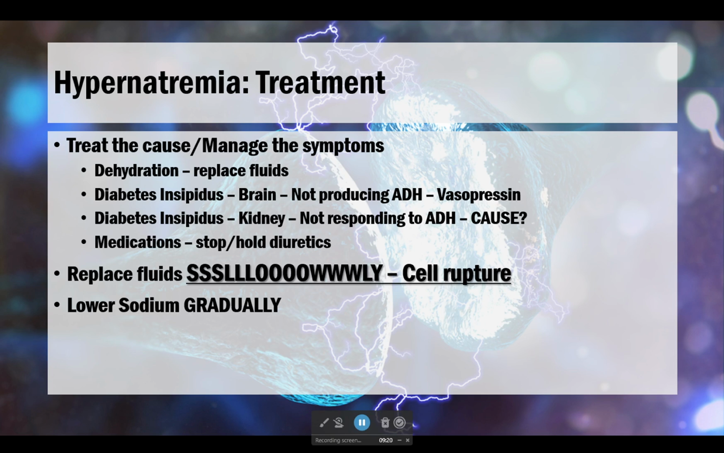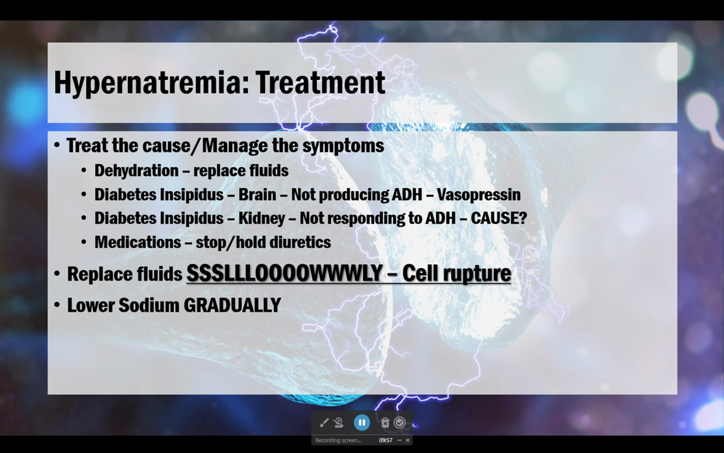Diabetes insipidus from the kidney is an issue where the kidneys are not responding to antidiuretic hormone. The cause for this is up in the air. There's a variety of issues that can produce this. For example, an injury to the kidney, or some kind of genetic condition where the kidney no longer responds to antidiuretic hormone, or even a kidney neoplasm. Those kinds of conditions can produce diabetes insipidus from the kidney.